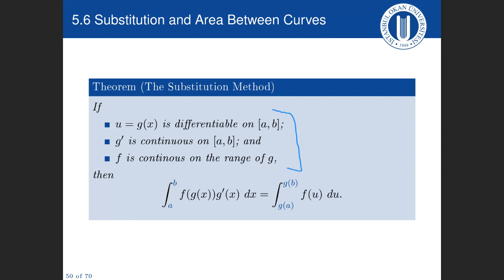We need g to be differentiable, we need g prime to be continuous, and we need f to be continuous. And then in the equation at the bottom, all of the black writing is exactly the same as before. The difference I've put in blue. When we do the substitution for definite integrals, we also need to change the limits of integration. A, we need to change to g of a, and b, we need to change to g of b.